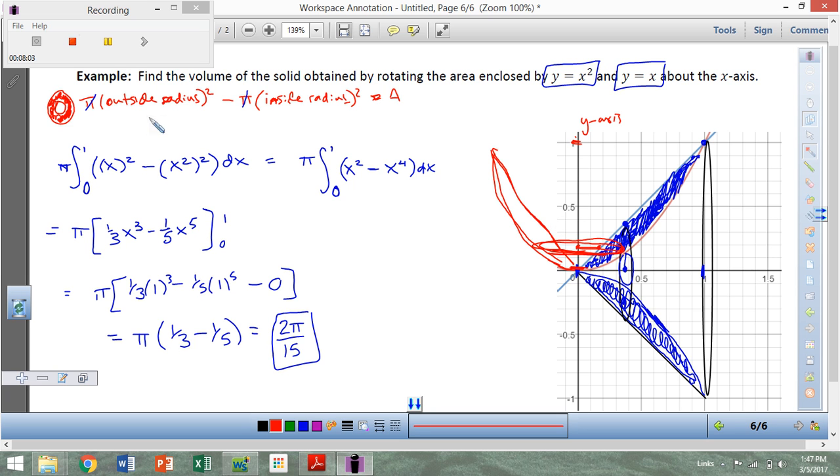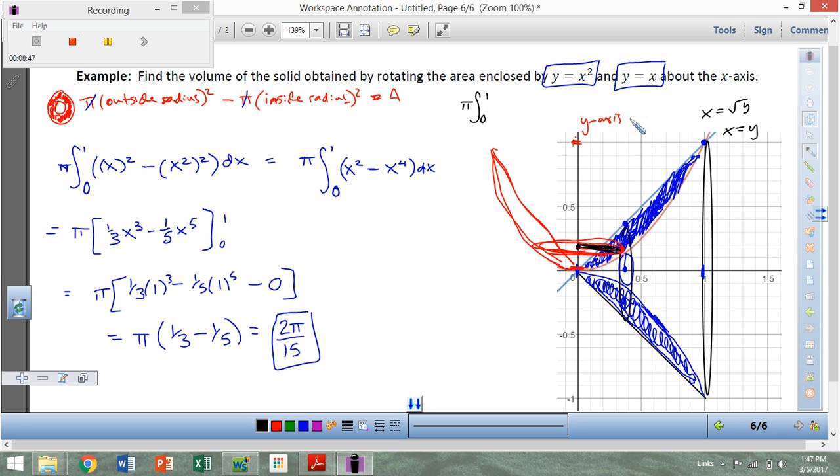And so it's not as easy as just flipping these things around. The one thing that you would need to do in that case is, because my radii are oriented horizontally like this, I would need to change these functions into not y equals x, but think of it almost as x equals y, and not y equals x squared, but to think of that as x equals the square root of y.